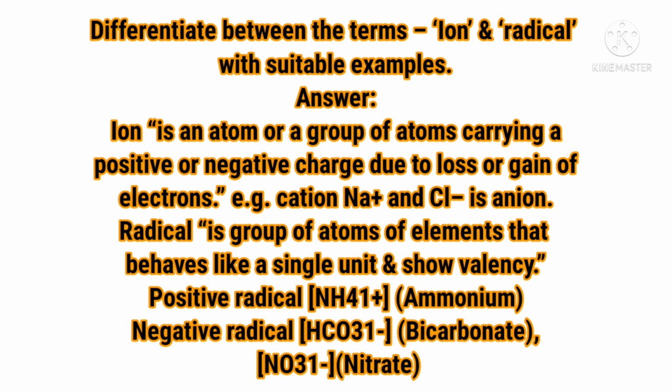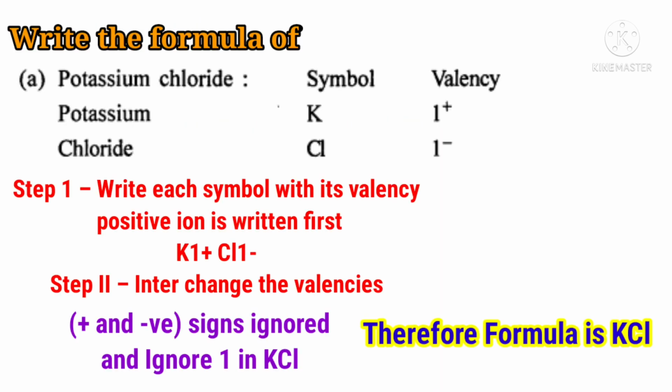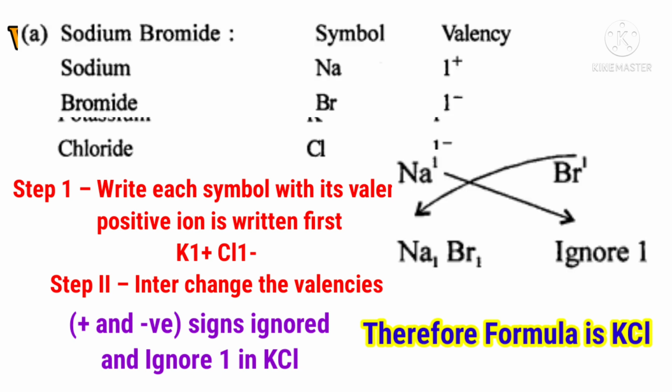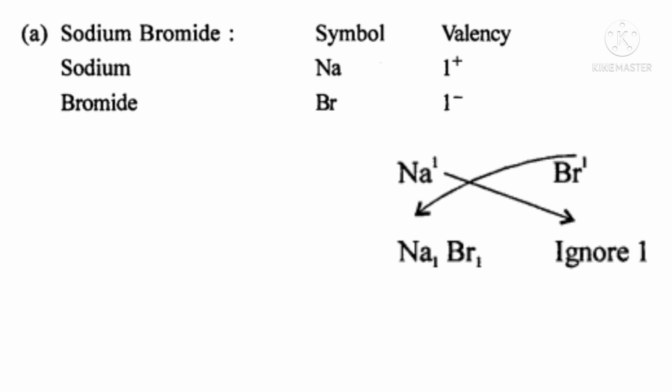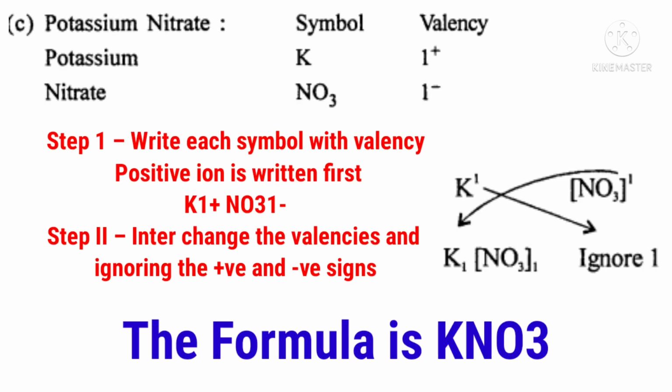The answer is given. Please do follow the answer. Now we move on with some formula writing. If we are given the name potassium chloride, potassium valency 1, chlorine 1. So the formula is KCl. Similarly, sodium bromide is NaBr. Both valencies are 1. Crisscross method. Potassium nitrate is KNO3 since both the valencies are 1. You can see the crisscross method shown.